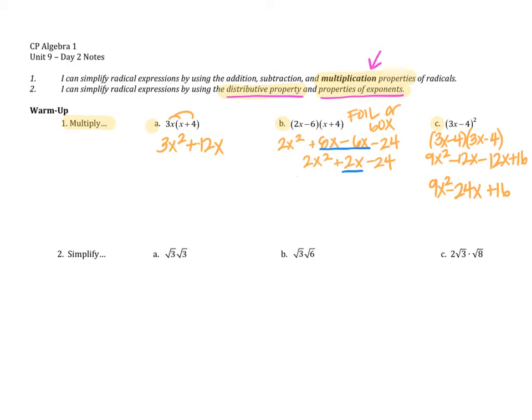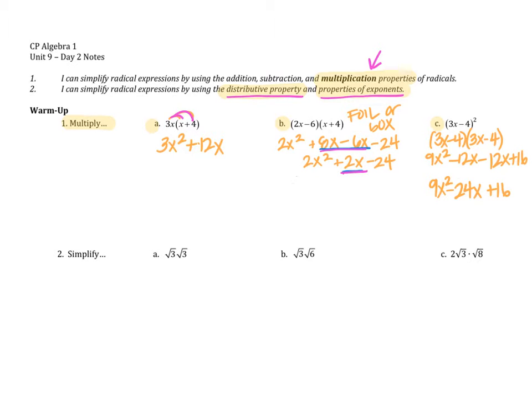Okay, so A, B, and C are all examples where we are going to use the distributive properties. So for A, we're going to distribute that 3x, a monomial, to a binomial, and get 3x squared plus 12x. For B, you can either use the FOIL method or the box method. Final answer, 2x squared plus 2x minus 24. Again, I want to emphasize that we're going to sum our middle terms because they are like terms to get 2x.